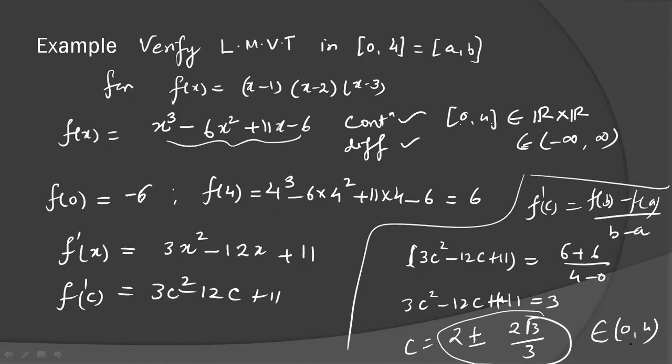At least one value means more than one can also belong. But in the intermediate mean value theorem, at least one is always an odd number. But in the other mean value theorems like Lagrange's and Rolle's, the number of values can be even also: 1, 2, 3, 4.